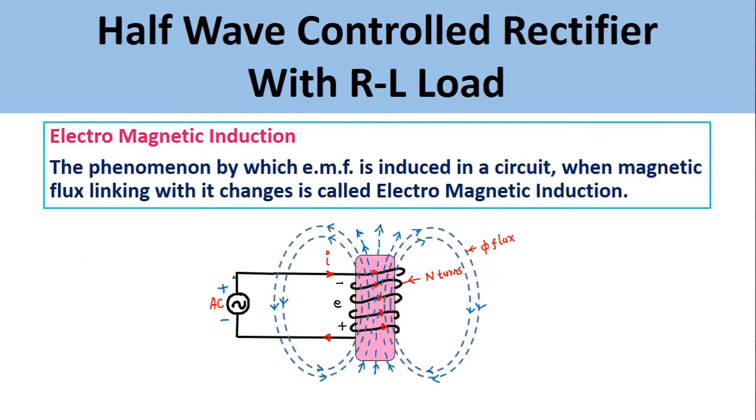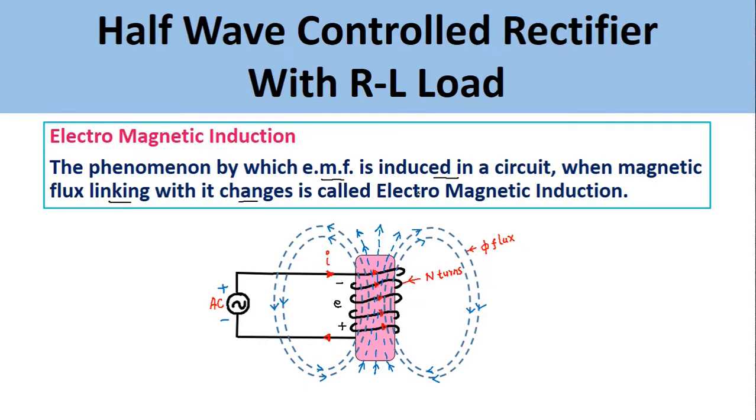Next is electromagnetic induction. Electromagnetic induction is the phenomenon by which EMF is induced in the circuit when magnetic flux linking with it changes. So this EMF is only induced in any coil when the magnetic flux linking with the coil changes. This phenomenon is called electromagnetic induction.